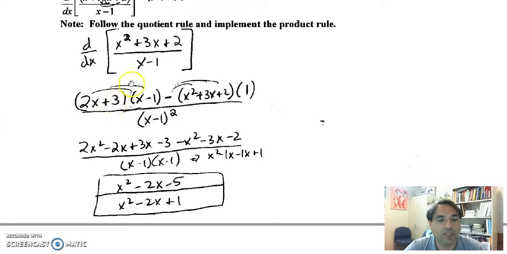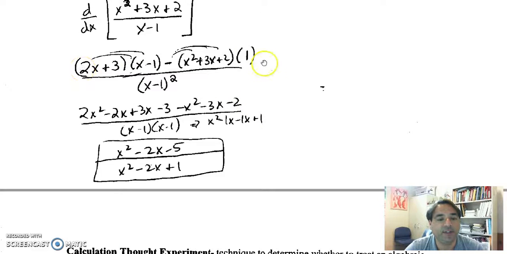Derivative of 2 is 0. Times the original denominator. Subtraction, the original numerator, x squared plus 3x plus 2, times the derivative of the denominator. Derivative of x is 1. Derivative of minus 1 is 0. Then we can simplify the numerator.